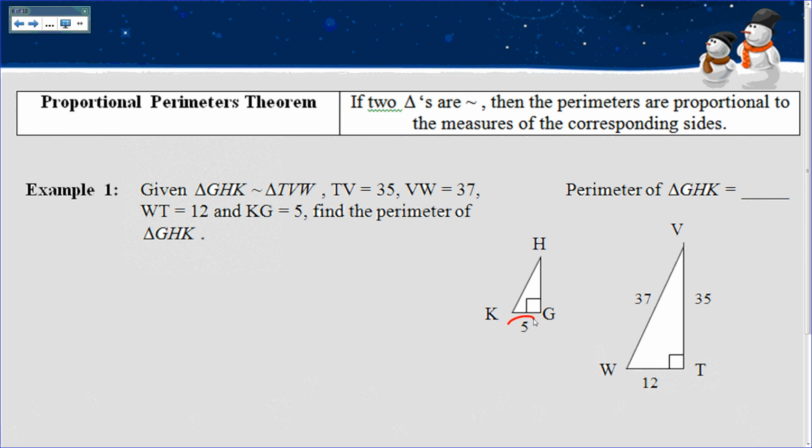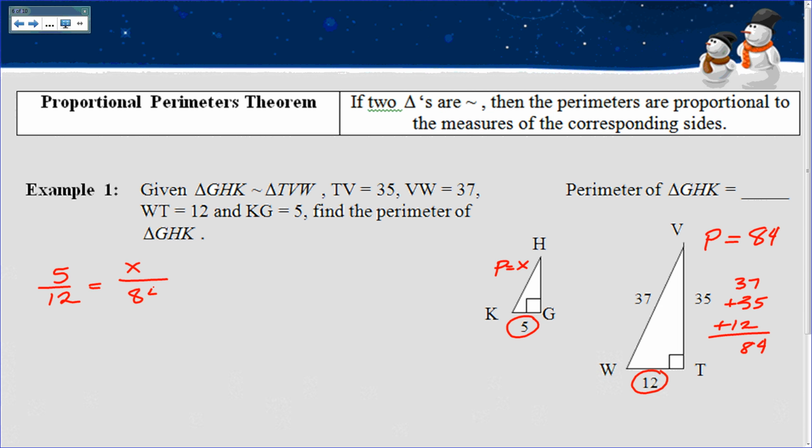Well, I know that this 5 is going to pair with the 12. So I'm going to go ahead and say the 5 pairs with the 12. Now, they want me to find the perimeter of this one, so GKH. So the perimeter of this one is x, because I don't know what it is. But the perimeter of this one, I do know. It's 84, because 37 plus 35 plus 12 is 84. So that means the perimeter of the little one pairs with the perimeter of the big one.